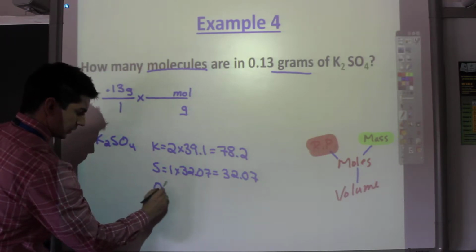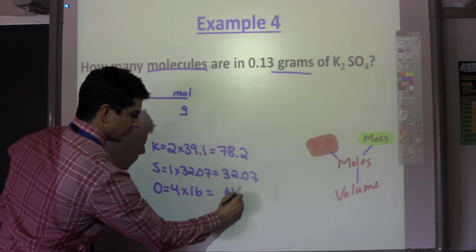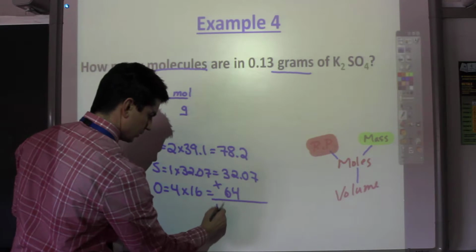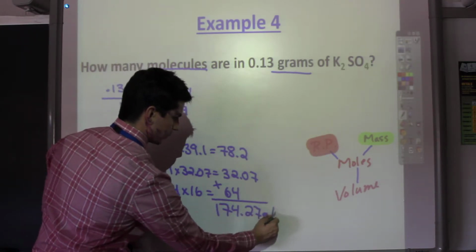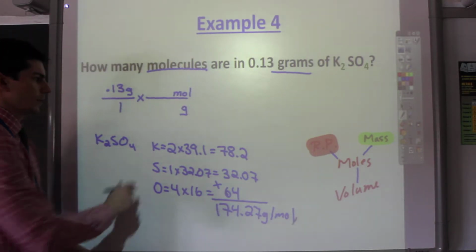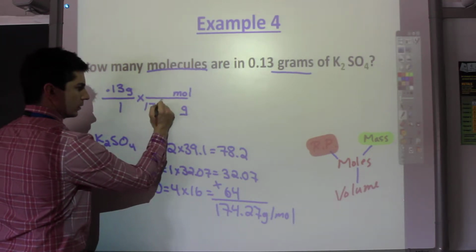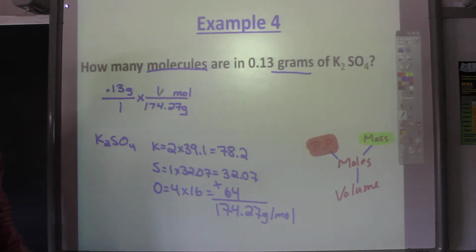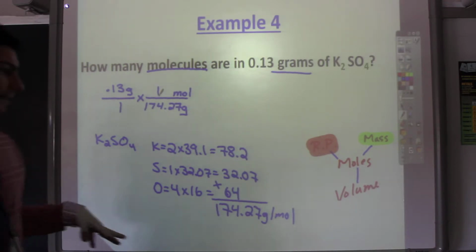And then lastly, we're going to do our oxygen. I have 4 oxygens. Our molar mass of oxygen is 16, and we get 64. We add all those together, and I got 174.27 grams per mole. So what we can do now, guys, is take this number and put it into our conversion factor. So we have 174.27 grams per 1 mole. All right, that's the hardest part of this problem. After that, it gets a lot easier.